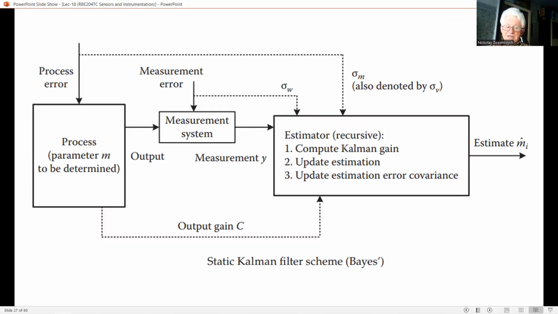The form of this weighting factor and the overall recursive scheme may be intuitively justified, as indicated now. For this, consider the two extreme cases. First, model error is negligible, in other words sigma M equals 0, in comparison to the measurement error represented by sigma W. And second, measurement error is negligible, so sigma W equals 0, in comparison to the model error represented by sigma M. Okay?